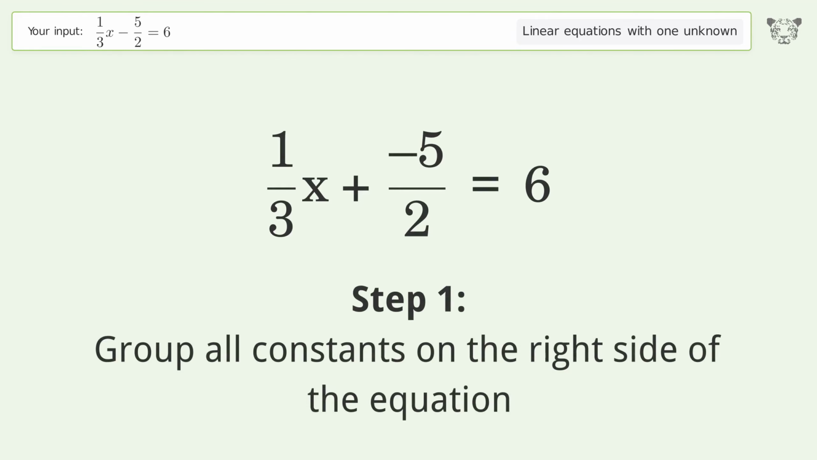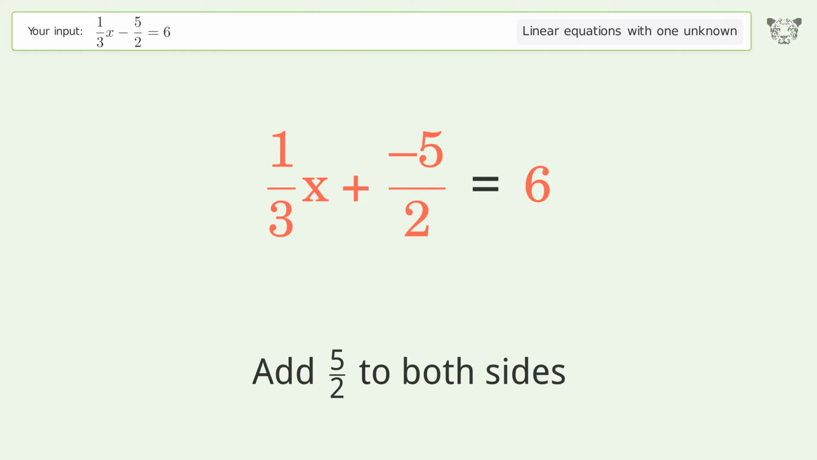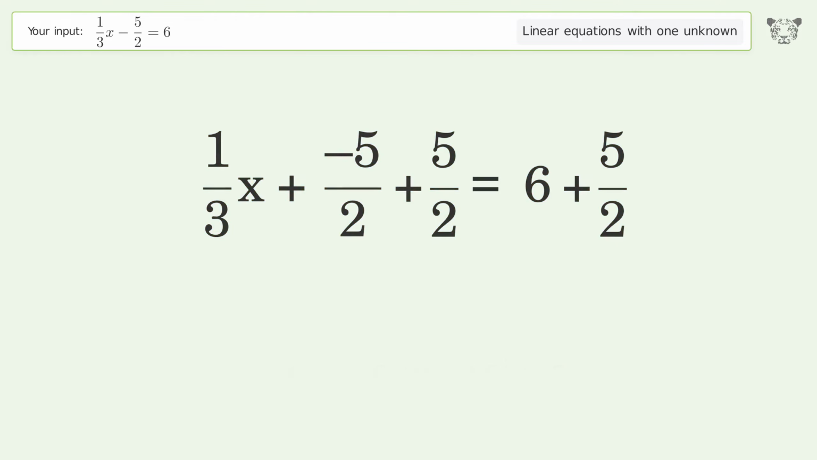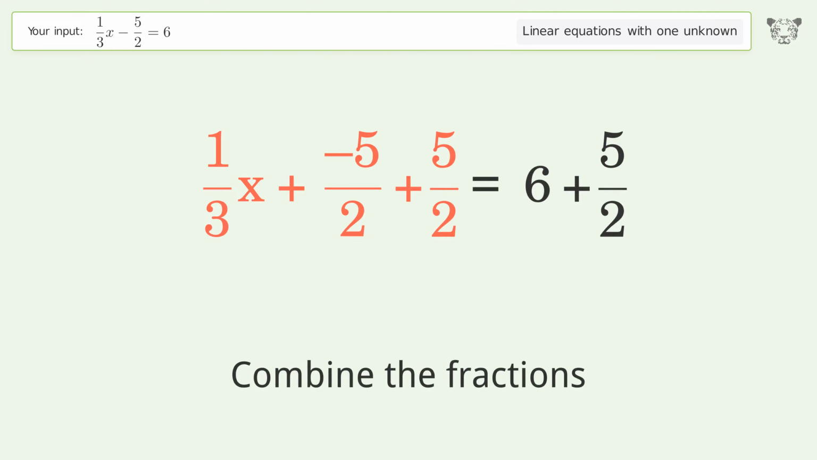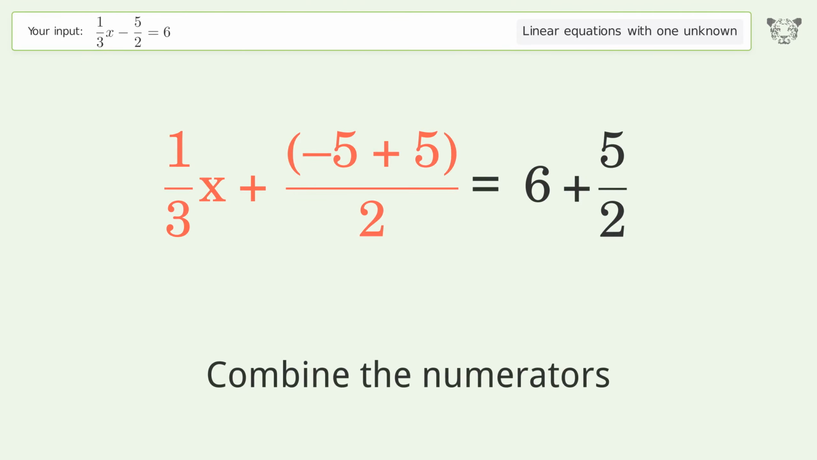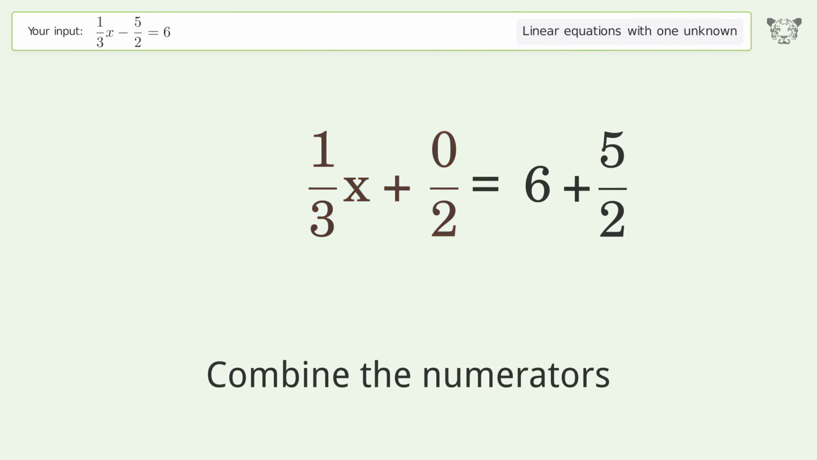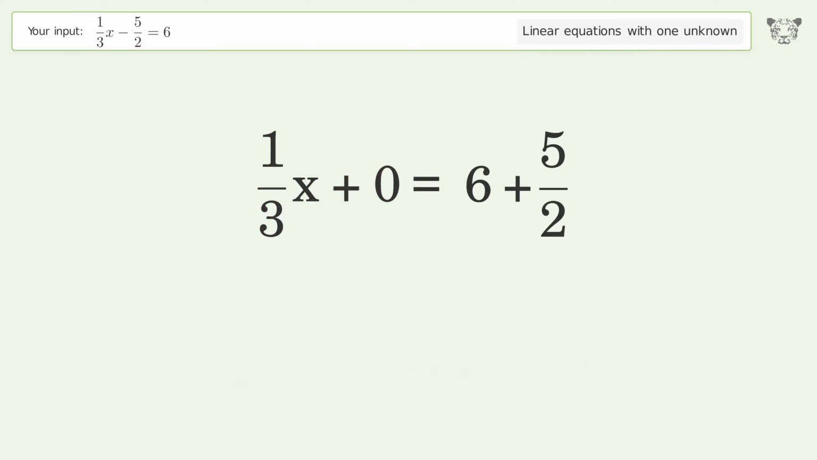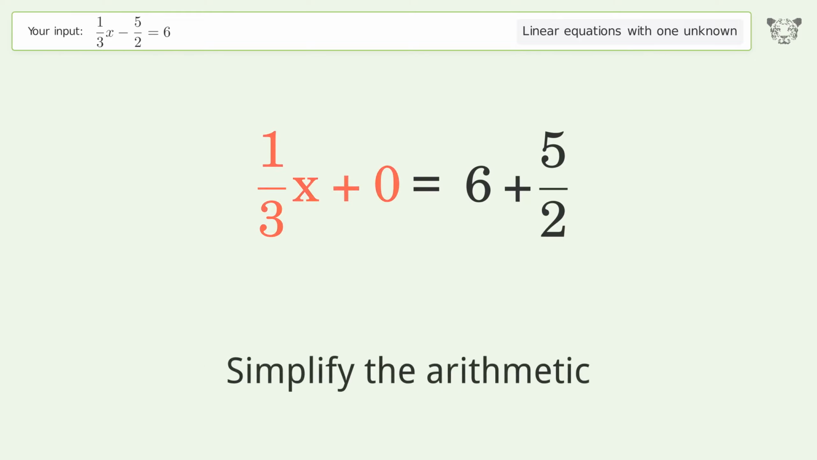Group all constants on the right side of the equation. Add 5/2 to both sides. Combine the fractions. Combine the numerators. Reduce the zero numerator. Simplify the arithmetic.